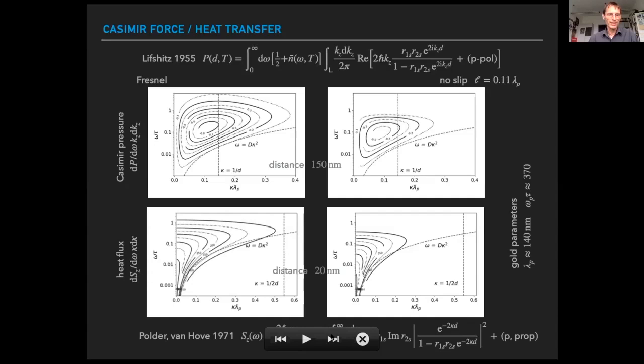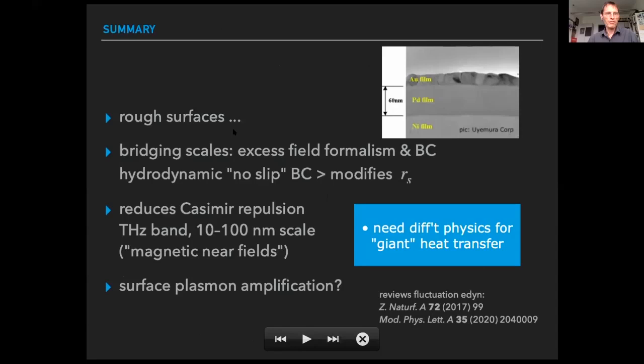So as a conclusion, be aware of rough surfaces. This is a picture from a commercial coating company, Uyemura, and so their gold films look like Ayers Rock from this side, but okay, it's a 10 nanometer thick Ayers Rock with some roughness, apparently.